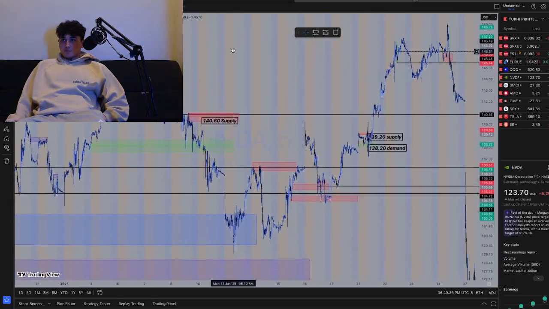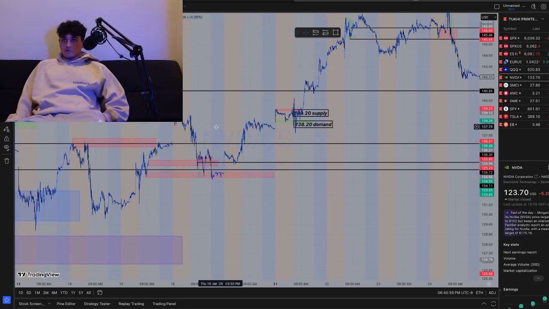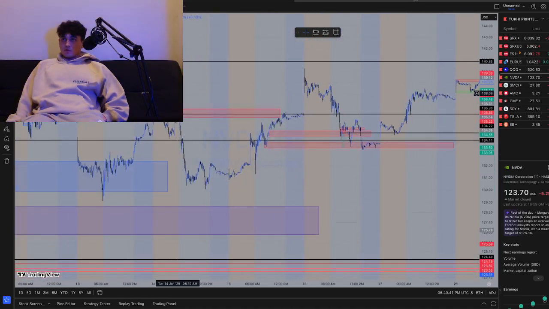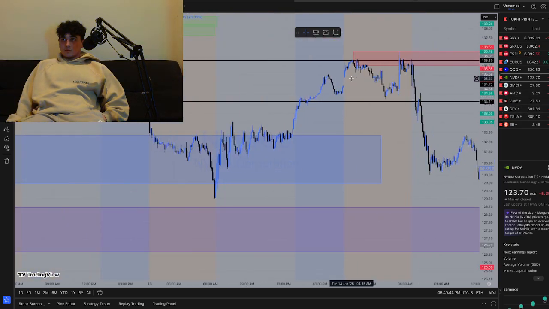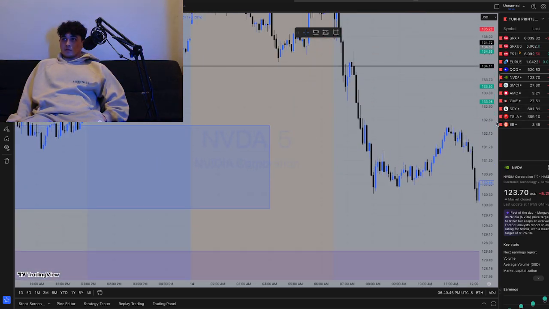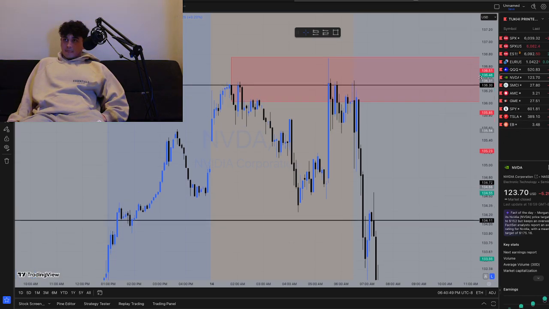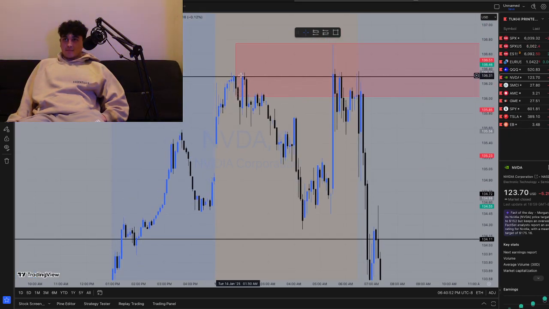I do see a pretty solid example right here for supply. So, right here, what do we have? We have a high being created, a resistance being created, then led to a strong move to the downside, or just a pretty big move to the downside, indicating lots of sellers, lots of sell orders being inputted within this price area. So initially we want to mark out this price area where there were lots of sellers stepping in. You can see that's exactly what I did.